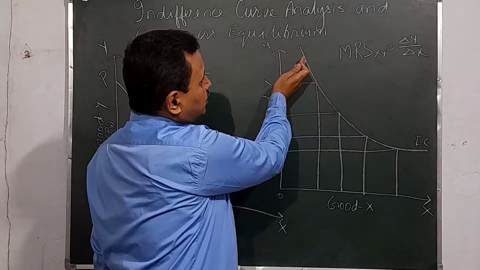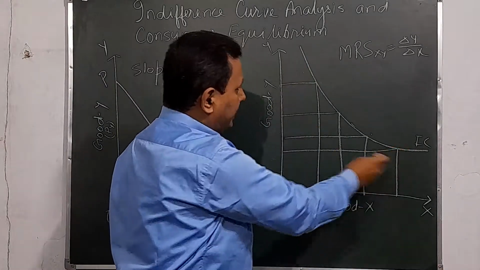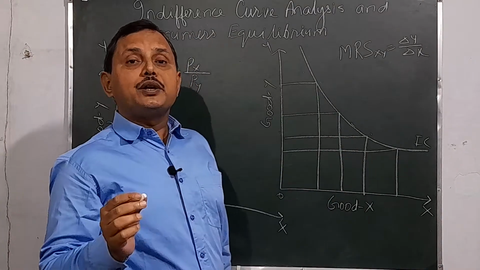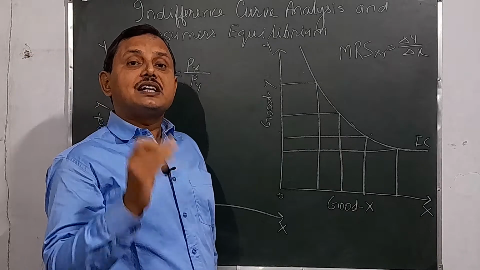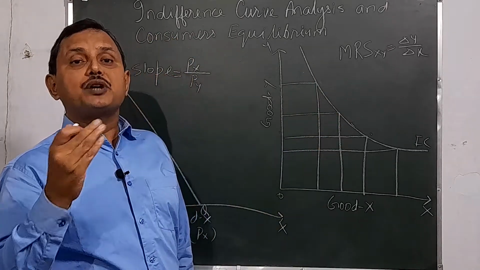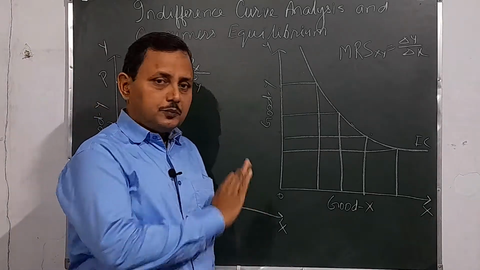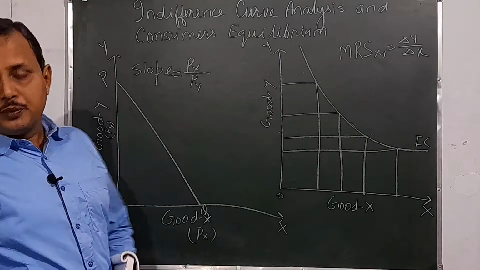Now, initially the slope of the indifference curve is very high, and as we move from left to right or top to bottom, the slope gradually decreases. And this shows that the consumer is willing to sacrifice less and less amount of good Y when he is increasing his consumption of good X by 1 unit. These two conditions we have seen. Now we will see the condition of consumer equilibrium.